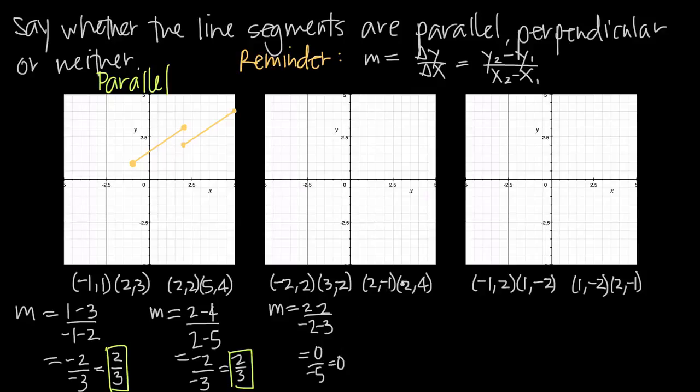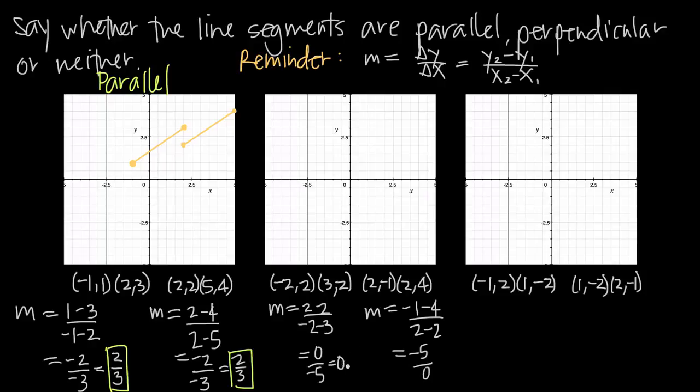What about the slope of the second line segment, where the endpoints are (2, -1) and (2, 4)? The slope there is the first y value, -1, minus the second y value, 4, divided by the first x value, 2, minus the second x value, 2. We get -1 minus 4 is -5, and 2 minus 2 is 0, so we have a fraction that's undefined. Whenever we have 0 in the denominator, the fraction is undefined, and a slope that's undefined means that the line is going to be a perfectly vertical line.